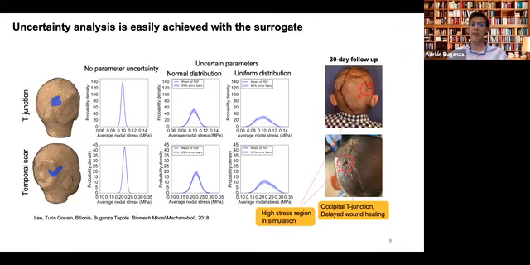And then if you look at the 30-day follow-ups, we did have some complication over the course of the first month in the T-junction, not in the temporal scar. So this is not a full validation that we can predict where the complications are, but it definitely points to the fact that indeed stress is correlated with more likelihood of having complications. So that's something that we can answer now with this type of surrogate.